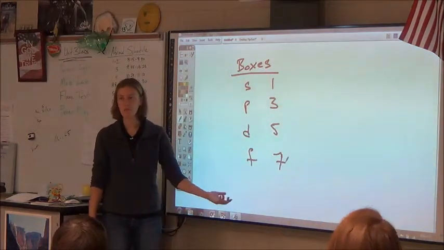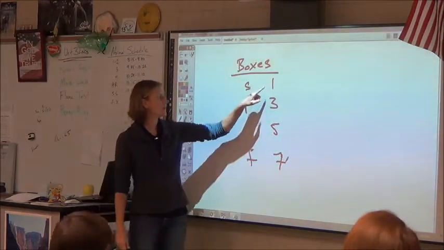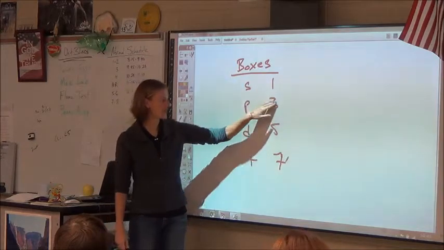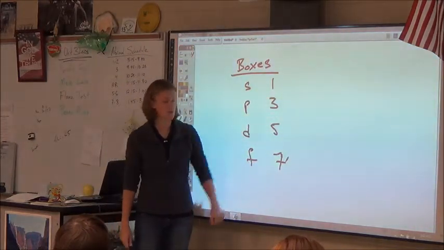And then the maximum number of electrons per orbital is double that. So I can fit two electrons in the S orbitals, I can fit six in the P, 10 in the D, and up to 14 in the F.